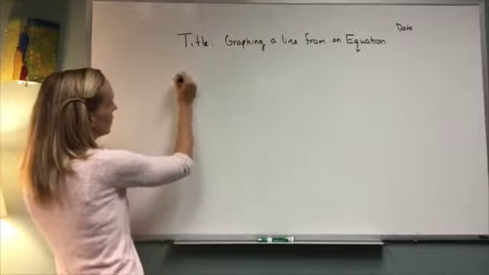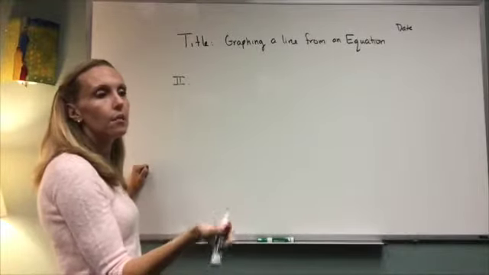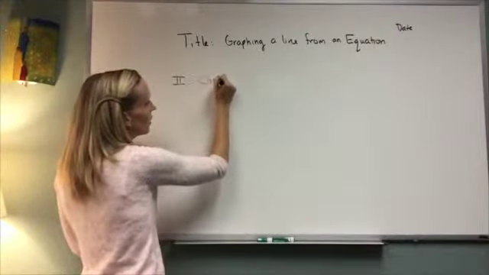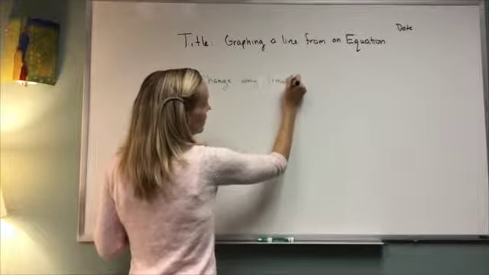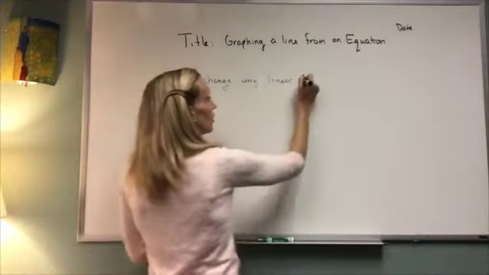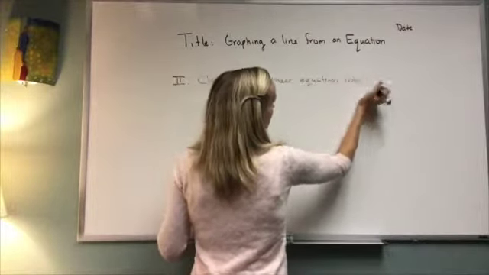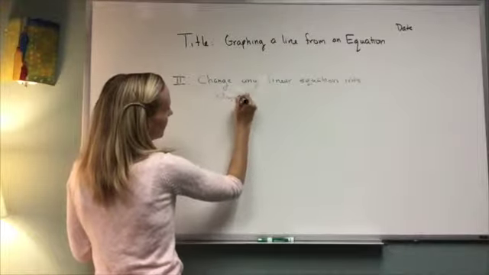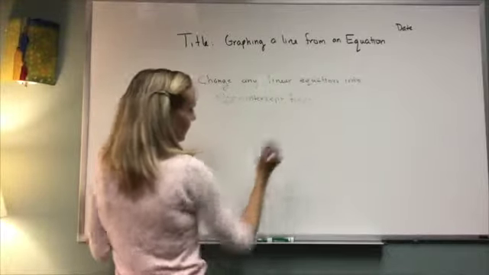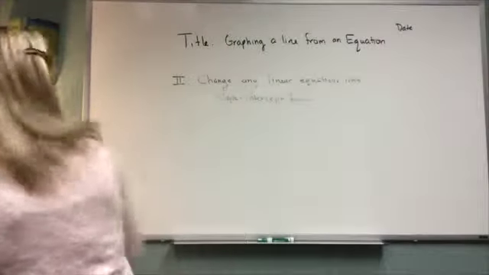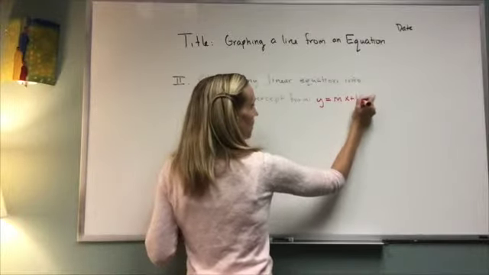Okay, point number 2. We want to, what's the proper word? Manipulate. We want to change any linear equation, which is an equation of a line. That's what linear means. A linear equation into slope-intercept form. And let's get a different marker. So that equation, as we've written numerous times, hopefully by now, is y equals mx plus b.